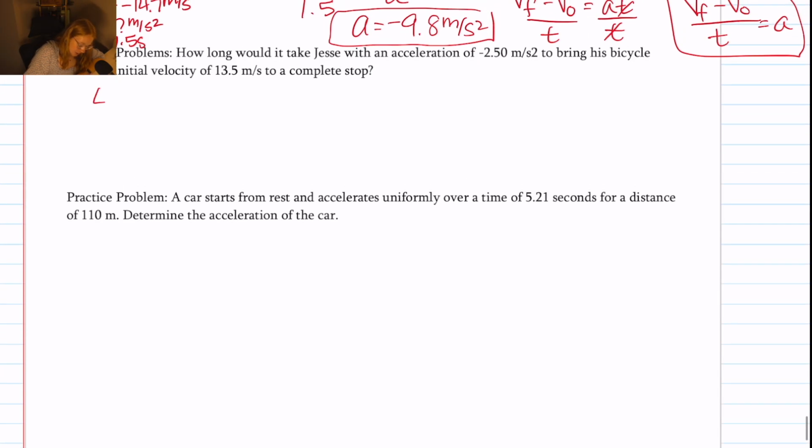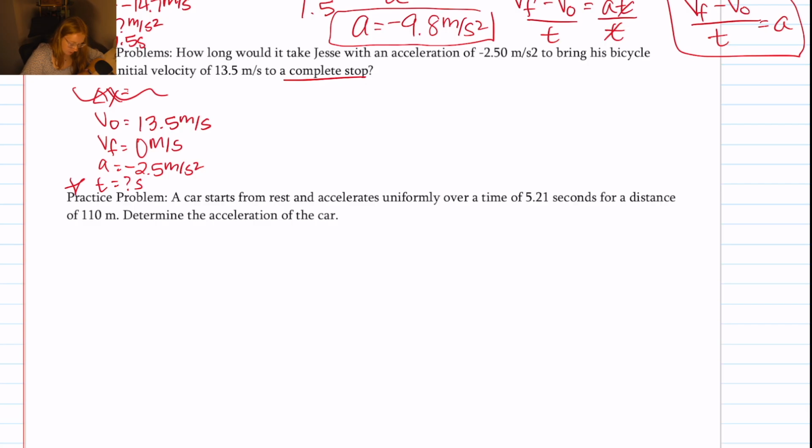All right, let's write our variables. Delta x, v naught, vf, a, t. How long would it take Jess with an acceleration negative 2.5 meters per second squared to bring his bike with an initial velocity of 13.5 meters per second to a complete stop? So that final velocity is 0 meters per second. We do not know position, and it asks how long would it take. So we are looking for time.